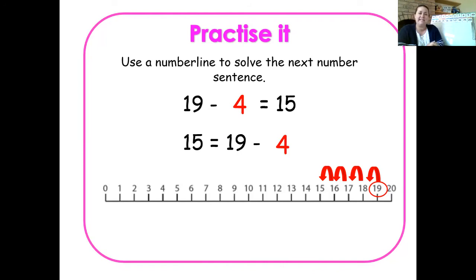Okay, but we always take away from the biggest number. So even though on this one the answer comes first, we are still starting with the biggest number there and taking away from it. Okay, so that's what you need to remember when we subtract.